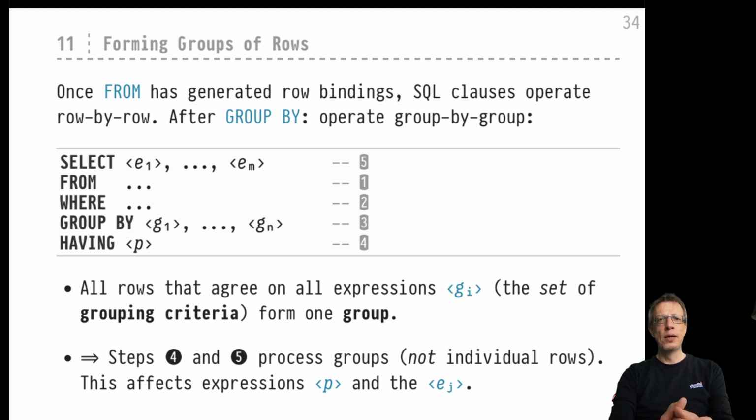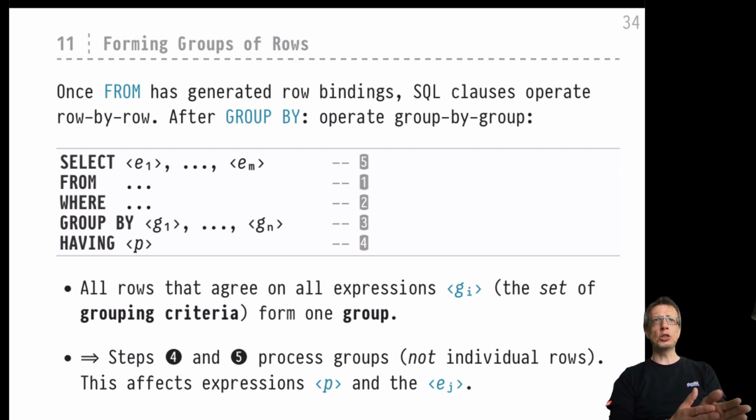Grouping really changes the rules of the game. So we all know the typical relation of a SQL query where FROM introduces row variable bindings, and then SQL clauses operate row by row. A WHERE predicate will check for a particular row whether a condition is fulfilled. Then the SELECT clause will use the particular row variable bindings and produce one additional row. Processing is row by row.